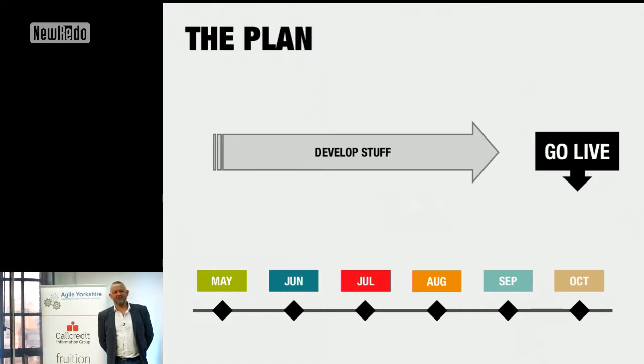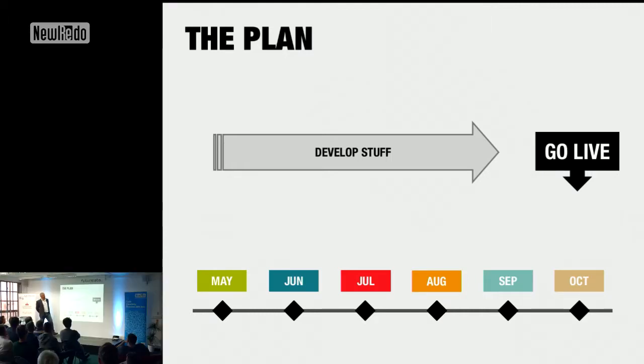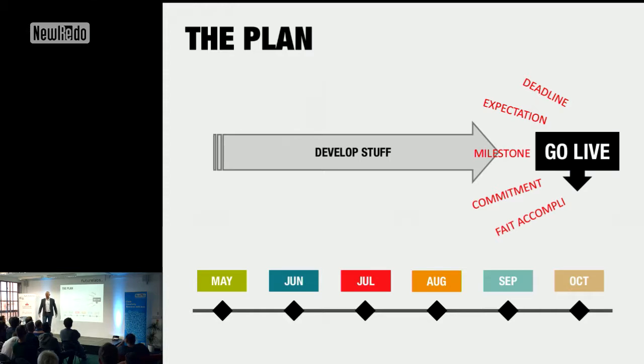It's almost a Gantt chart, isn't it? Now, whatever we call this box, go live, it comes under many different guises. Could be deadlines, an expectation, some kind of milestone commitment, or a fait accompli. In other words, that's the date, it's been communicated.